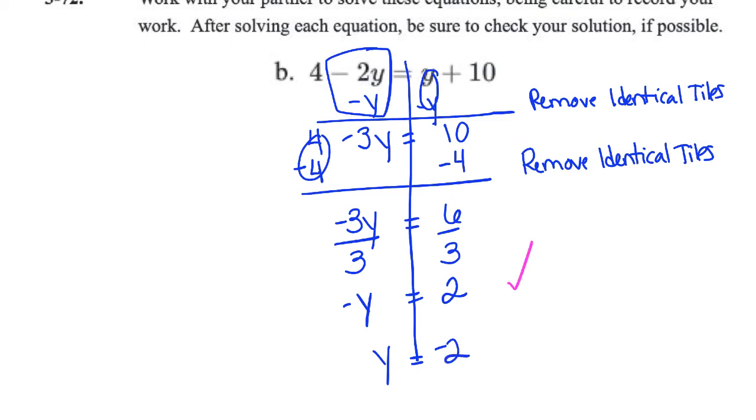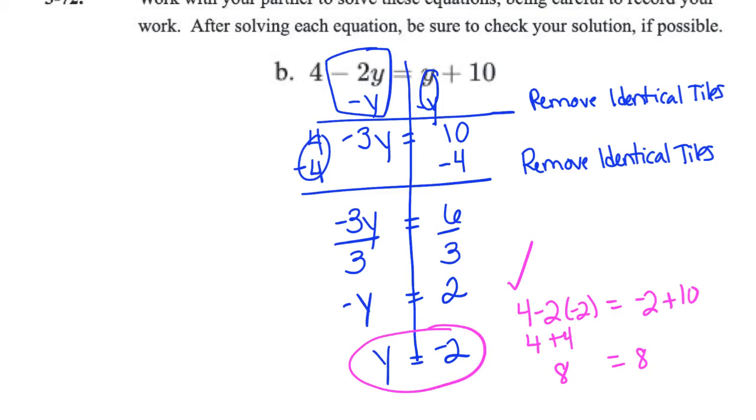I am going to check my answer again. I think y is equal to negative 2. So 4 minus 2 times negative 2, is that the same as negative 2 plus 10? This is 4 plus 4, which is 8. Negative 2 plus 10 is 8. So my solution, y equals negative 2, is correct.